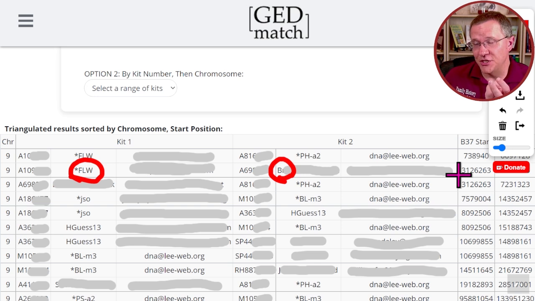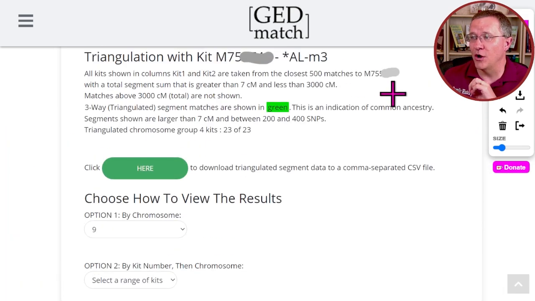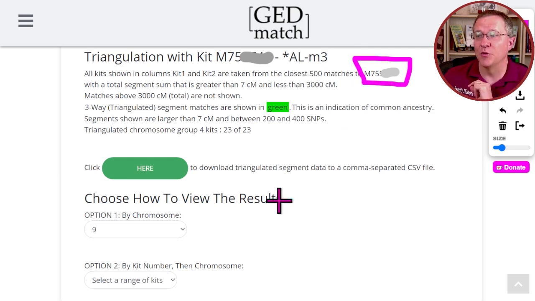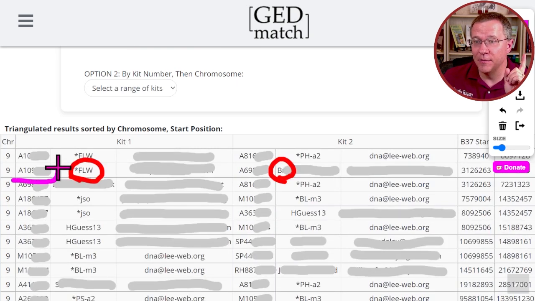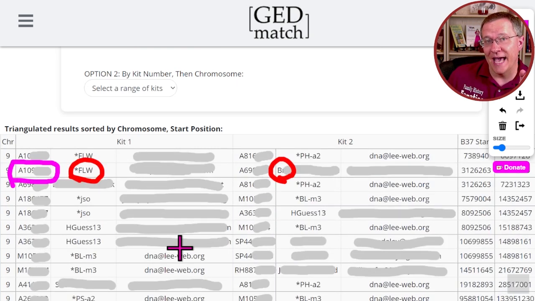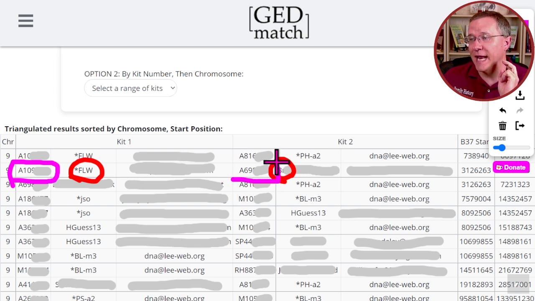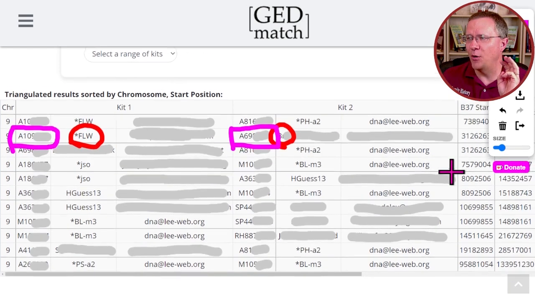Now, for triangulation, I said we need 3 kits. Let's go through and let's highlight where those kits are. First off, there is my kit. And so that is the first kit number that we need. And that's going to be person A from now on. Next is the kit number 1 from this triangulation group. And that is FLW. So that's going to be kit number B, or kit letter B actually. And then finally we need the third one, and that is B over here. I'm going to confuse you by calling B is actually going to be C. Those are our 3 kit numbers, and we are going to see how they line up.